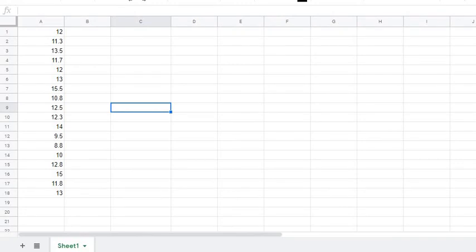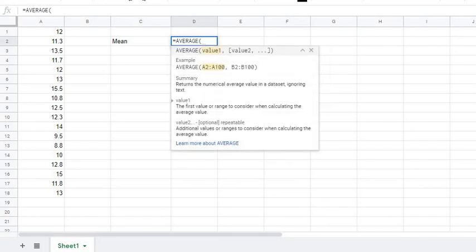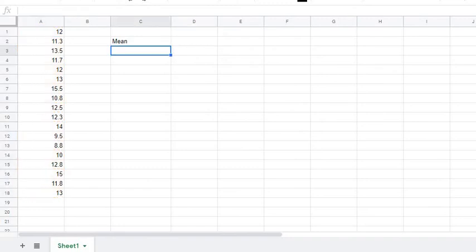Here I have all my data points entered into the first column of A. So the first thing let's do is calculate the mean. In the cell that you want your mean to be placed in, type an equal, and then if you recall, we're going to use the function average. Click on the average function, and then highlight our cells. Press enter, and that's going to be our mean.